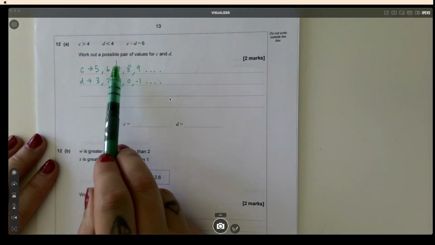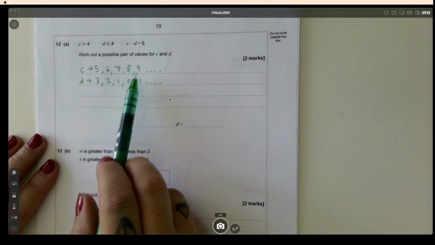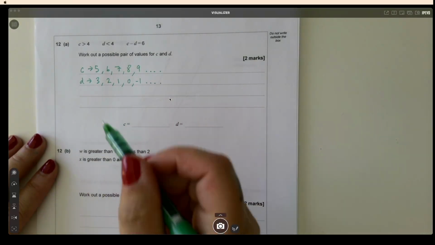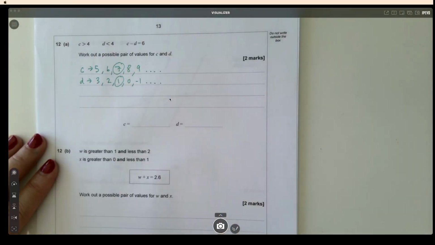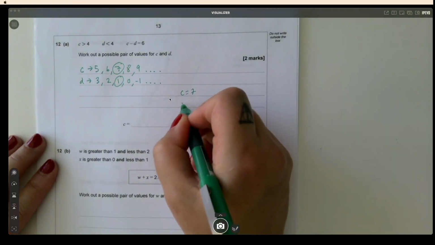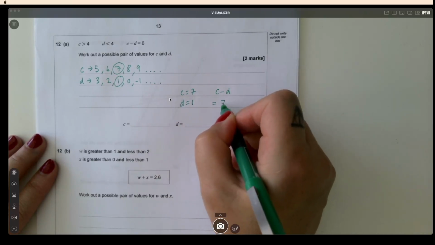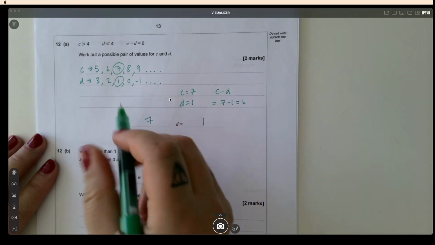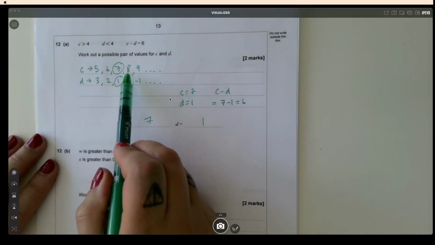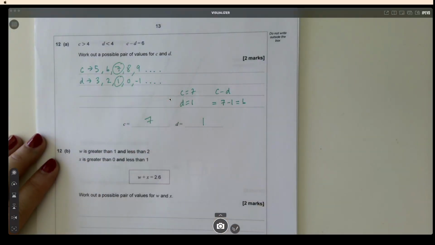So we want to take a value of c that when we subtract the value of d, we get a difference of 6. So here we could go 7 subtract 1. If c equals 7 and d equals 1, c subtract d becomes 7 subtract 1, which is 6. So let's go with those. You could also have had 8 and 2 because they've got a difference of 6, 9 and 3, but that was the first one that I spotted.